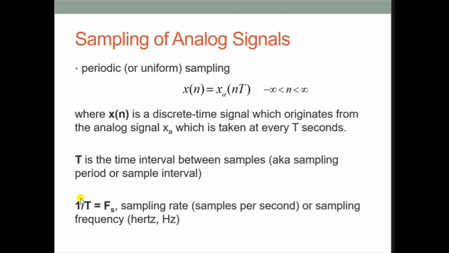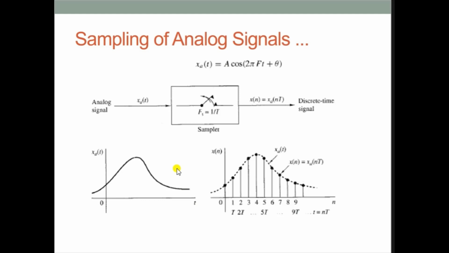And T is associated with a frequency. So Fs equals 1 over T. This is frequency. Fs is sampling rate. So Fs is sampling rate or sampling frequency with the unit of Hz.